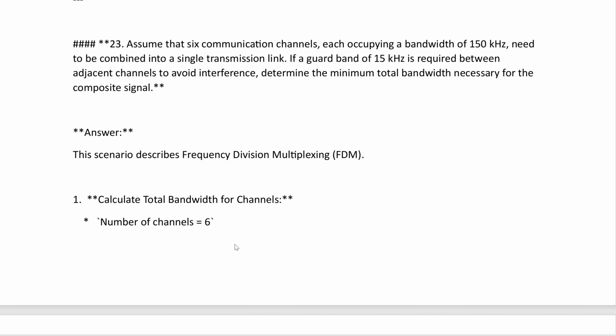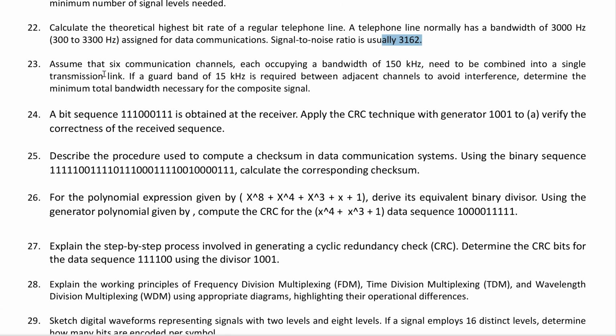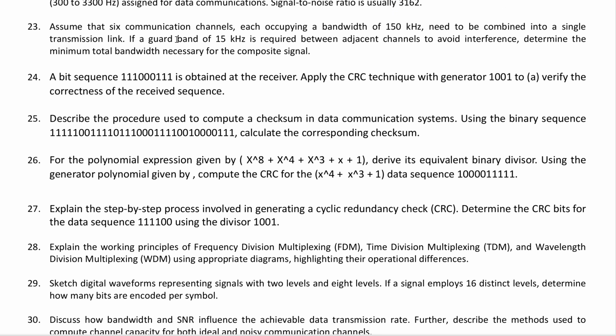Next question is question number 23. It says that assume we have 6 communication channels, each occupying a bandwidth of 150 kilohertz. They need to be combined into a single transmission link. If a guard band of 15 kilohertz is required between adjacent channels to avoid interference, determine the minimum total bandwidth necessary for the composite signal.